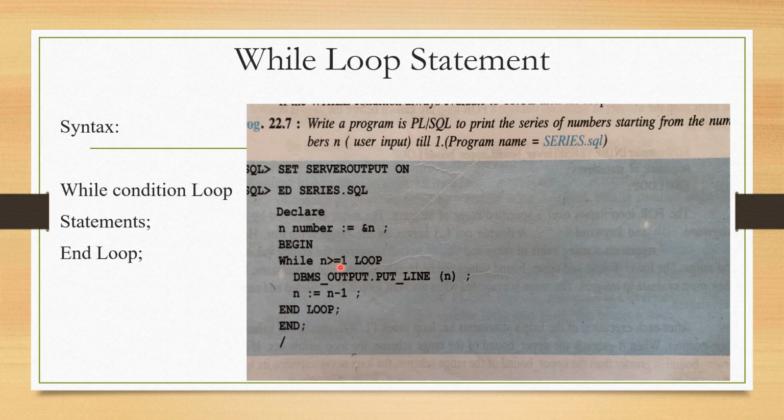So if it is greater than or equal to 1, then we use the loop construct, the loop keyword, and then we just display the value of n, and we decrement the value, and we end this loop and we end this program. So it's very simple, and I hope you understand this point.